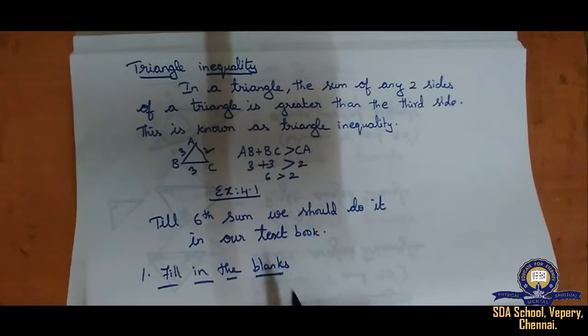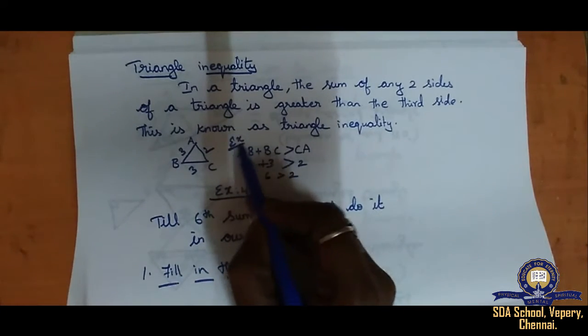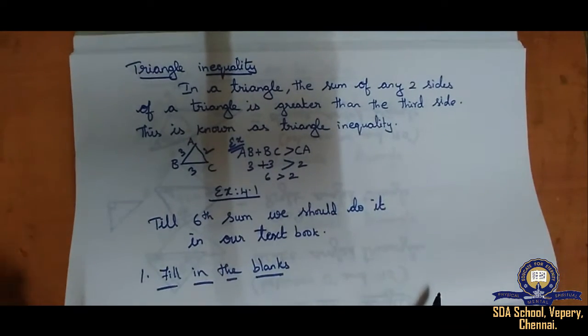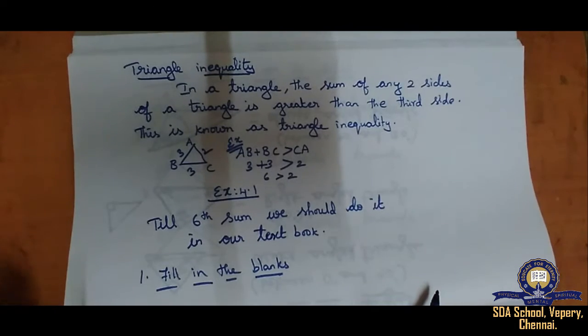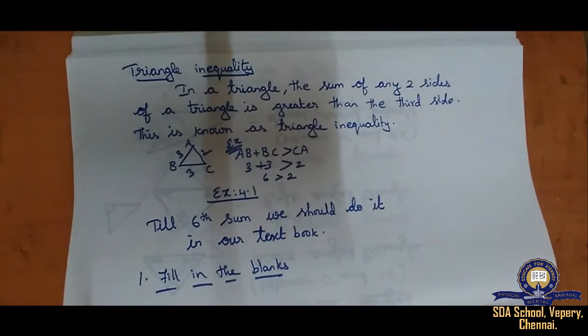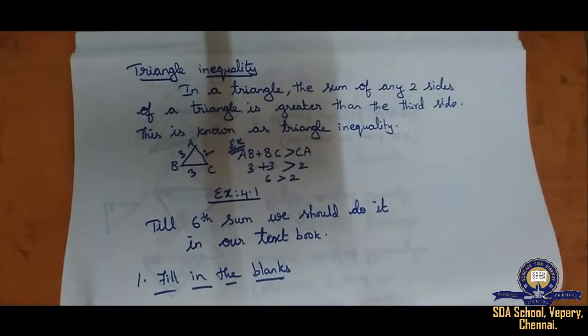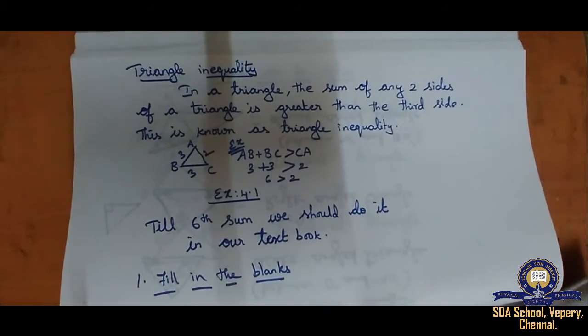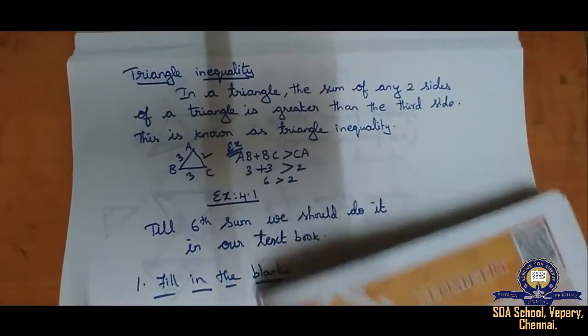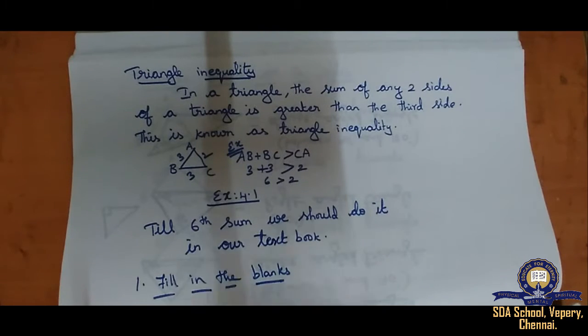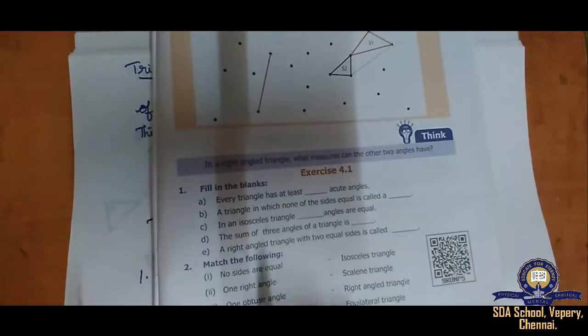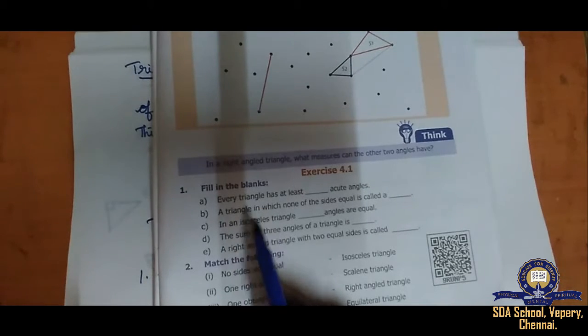This is my example to understand better. Clear? Now we will go to Exercise 4.1. All the 6 sums, 1 to 6, should be done in the textbook. Page number 65. First, Roman letter one, fill in the blanks.